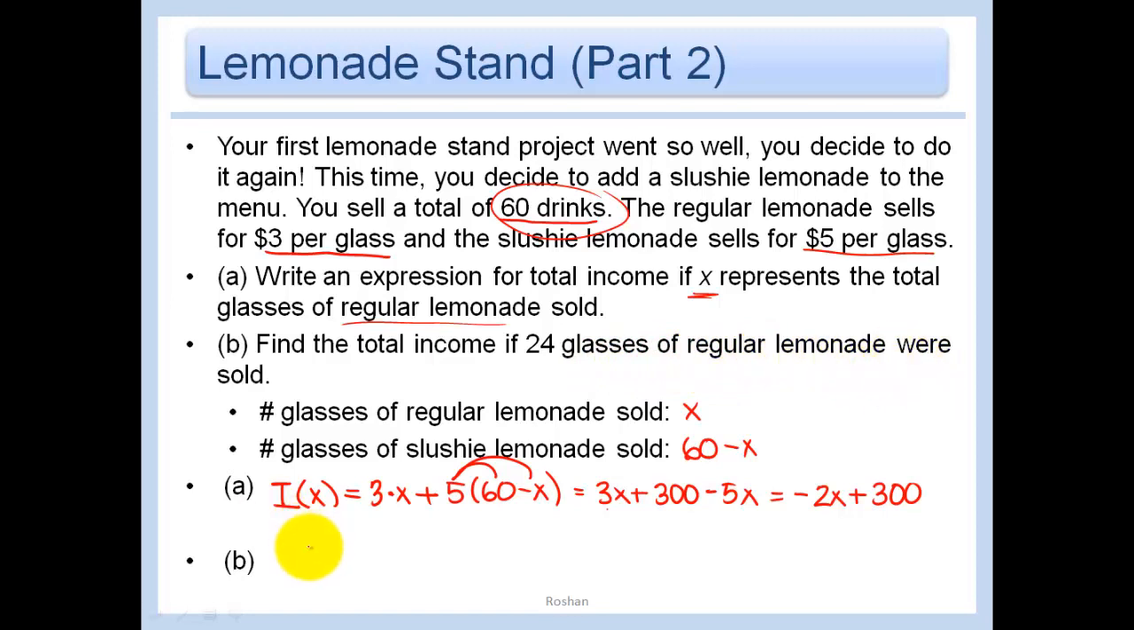So now instead of I of X, I'm going to write I of 24, because X is equal to 24. That means wherever I saw an X here, I'm going to put in a 24. Meaning all my X's now turn into 24s, and I get negative 2 times 24 plus 300. And my answer is $252.